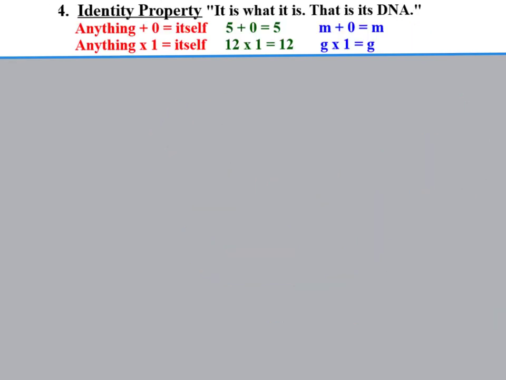Next property is the identity property. It is what it is. That's its DNA. You can change the way you look. You can change a lot of things about yourself, but your DNA is who you are. It's not going to change. So this works with addition when you're adding 0. So anything plus 0 stays the same. That 5, you add 0 to it, it's still a 5. That M, you add 0 to it, it's still an M.